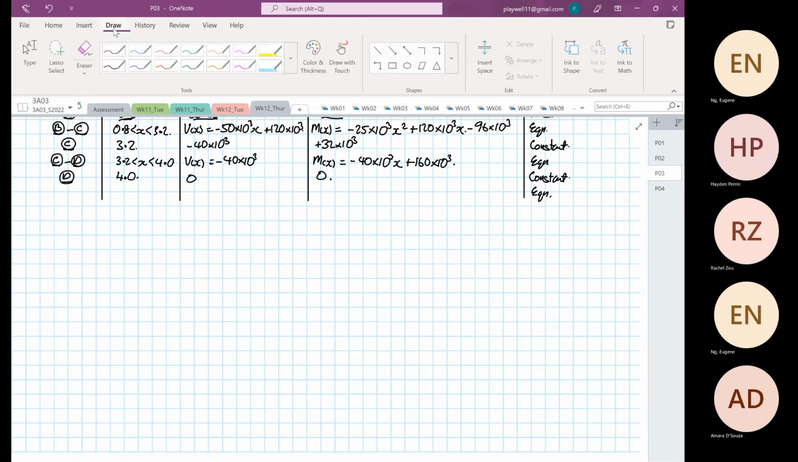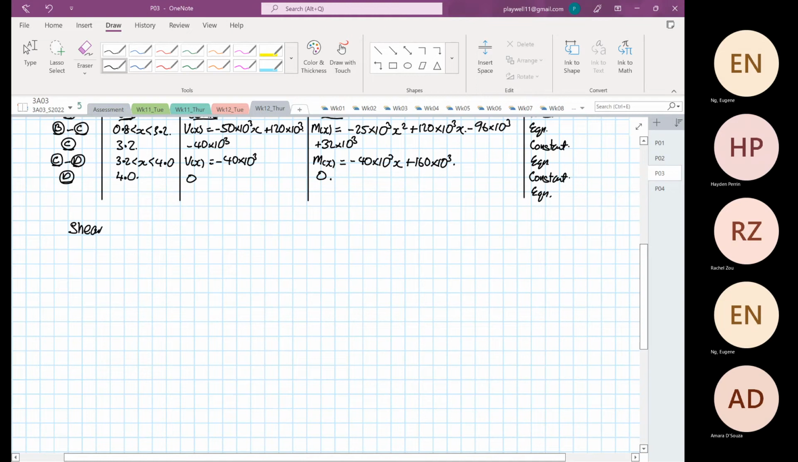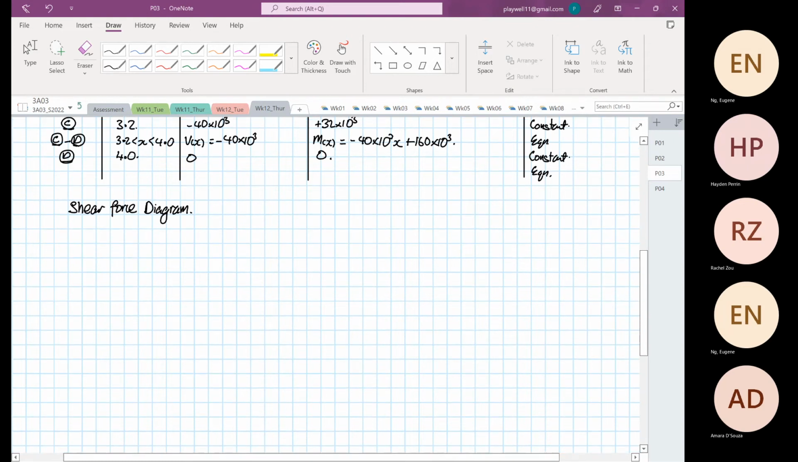So first we're going to draw our shear force diagram. And I'm going to help you check whether your shear force and bending moment diagram makes sense. I believe we covered all this in 2P04, but 2P04 was done so long ago, so it's like a revision for you all.